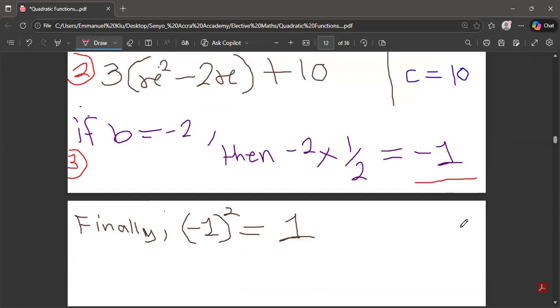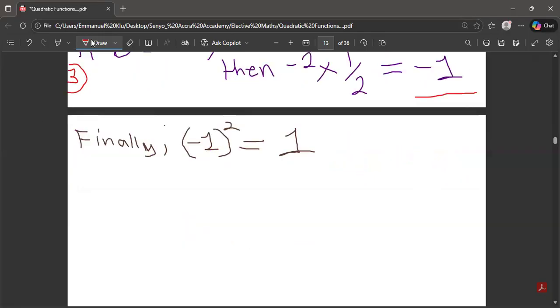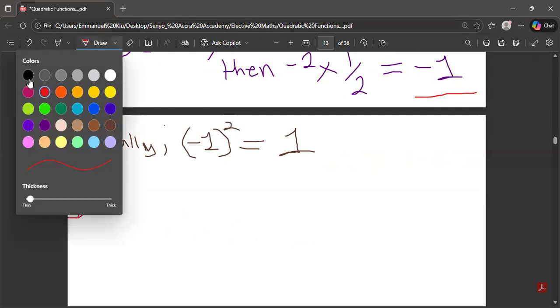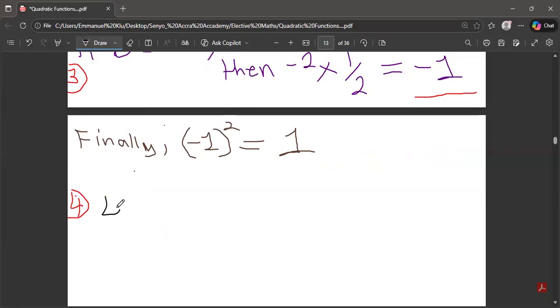After taking the half of b, then what are you going to do next? You are going to take the square of the result. Okay. And you add it, but you add and subtract it to the equation. So over here, in our step four, we say let's add and subtract our result.